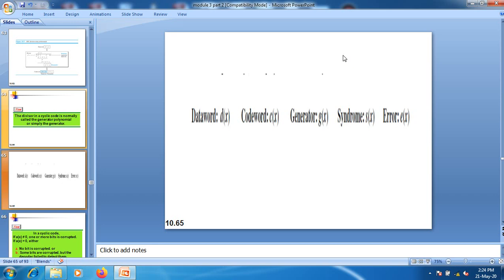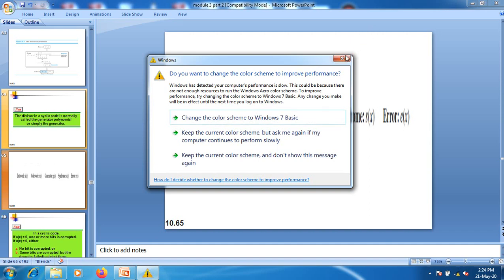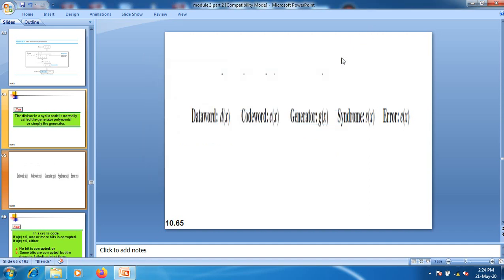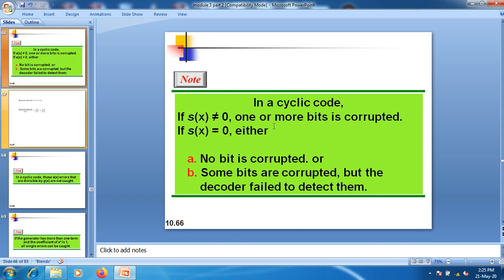So we are trying to represent these data words as well as the generator polynomial code word by using a function called f of x. Here the data word is represented by d of x, the code word c of x, generator g of x, the syndrome s of x, error e of x. In a cyclic code, if s of x is not equal to 0, one or more bits are corrupted. That is by the definition we can say.